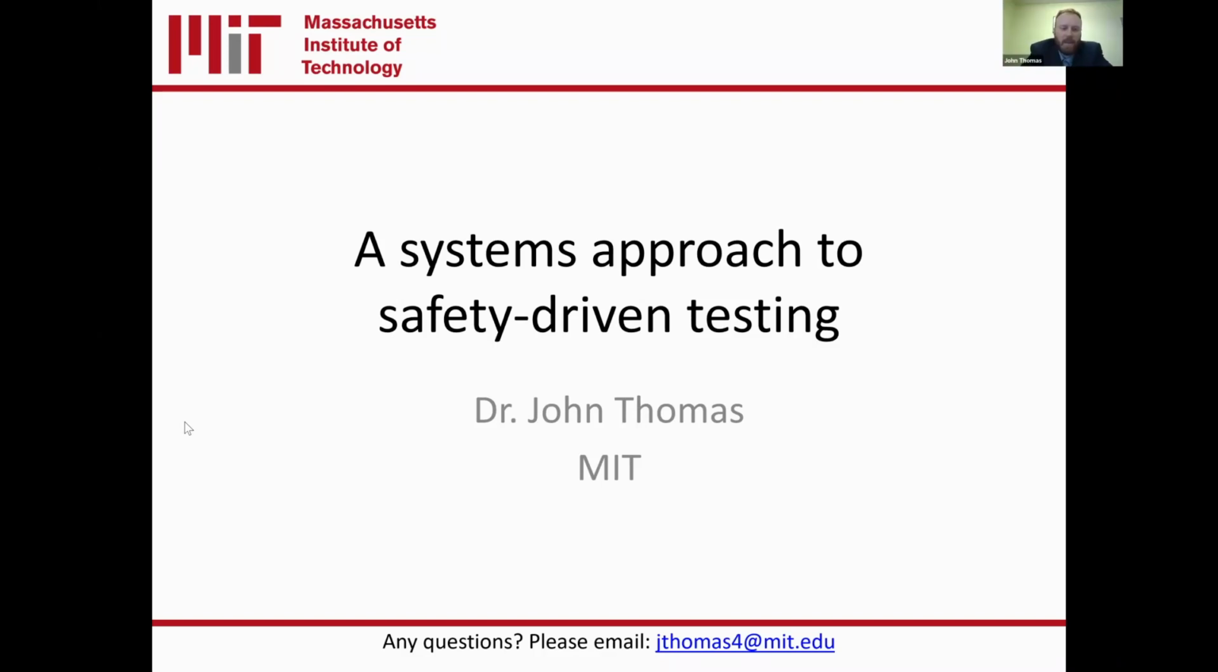Perfect. Okay. We're going to do an interactive webinar. In the first half, I'm going to be explaining a method for developing test scenarios. It can also be used for engineering and for design requirements and things like that. In the second half, we're going to try it together and see how it works. We'll step through a case study. So let's start. Let's talk about a systems approach to safety-driven testing.